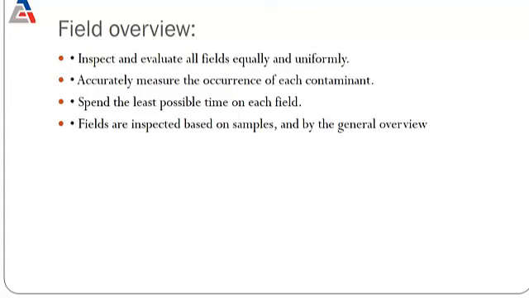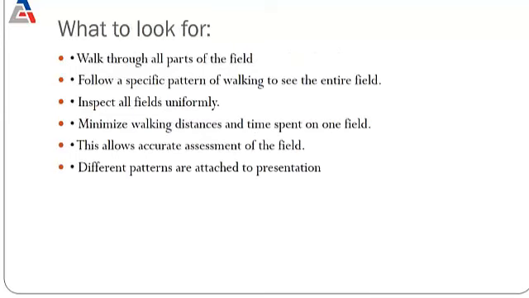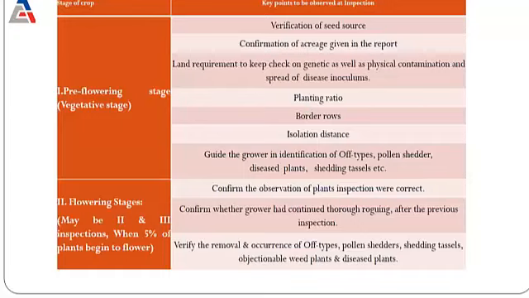Accurately measure the occurrence of each contaminant. Spend the least possible time in each field. Fields are inspected based on sample. What to look for? Walk through all parts of the field. Follow a specific pattern of walking to see the entire field. Inspect all fields uniformly. Minimize walking distance and time spent on one field. This allows accurate assessment of the field. Right? Different patterns are attached.